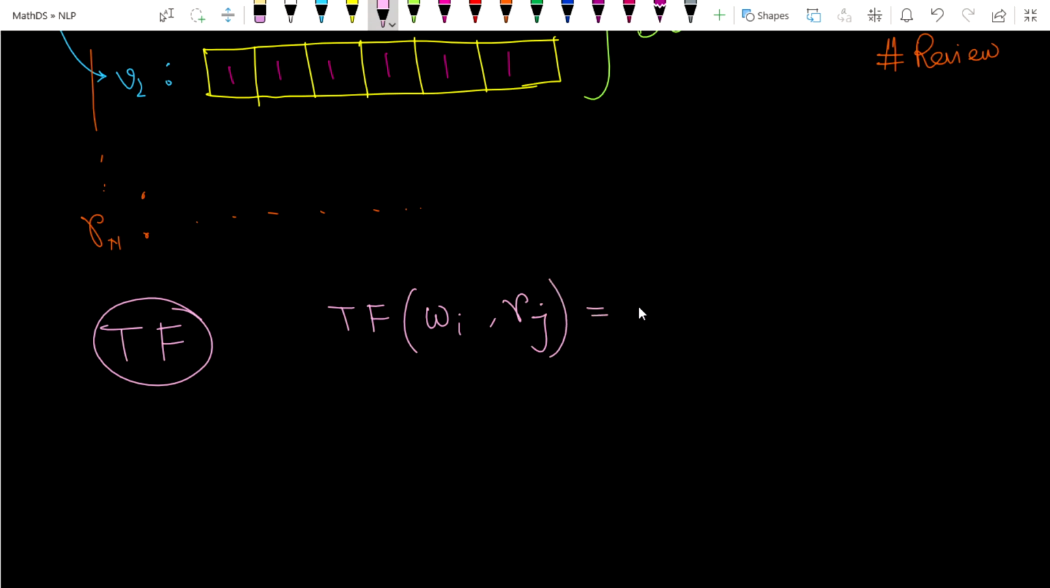So this formula will be: in the numerator you write the number of times Wi occurs. First write it, then we will try to understand it geometrically.